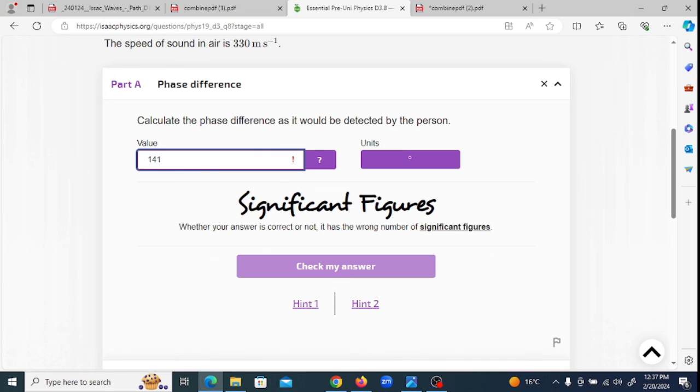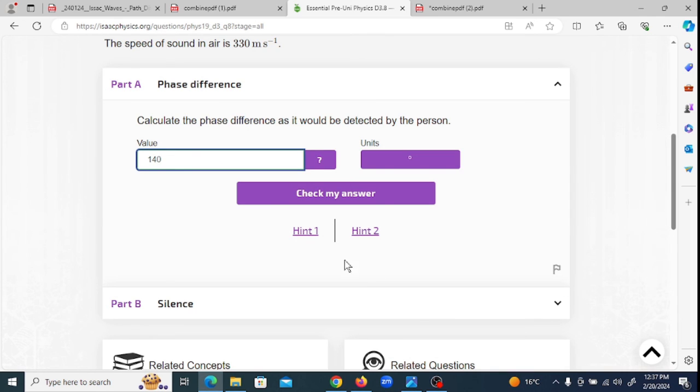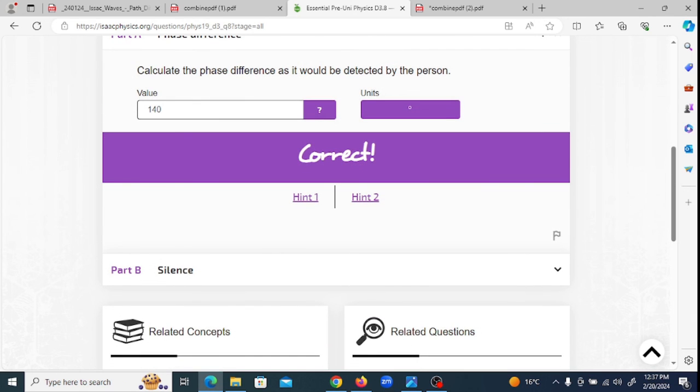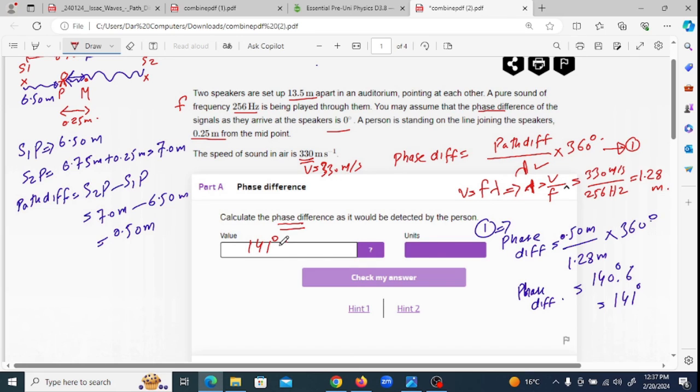The significant figures are 2, so we have 140. Rounded to two significant figures, this is 140. That is the correct answer. If we round to two significant figures, our answer will be 140, not 141. Here is the 140, rounded off to two significant figures.